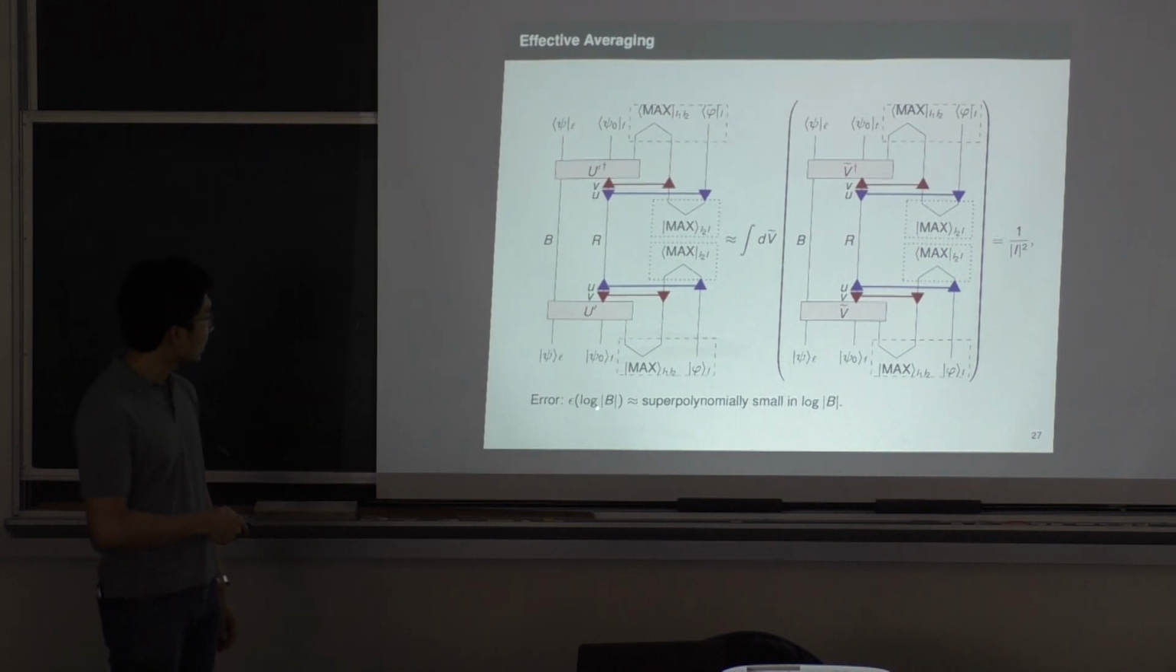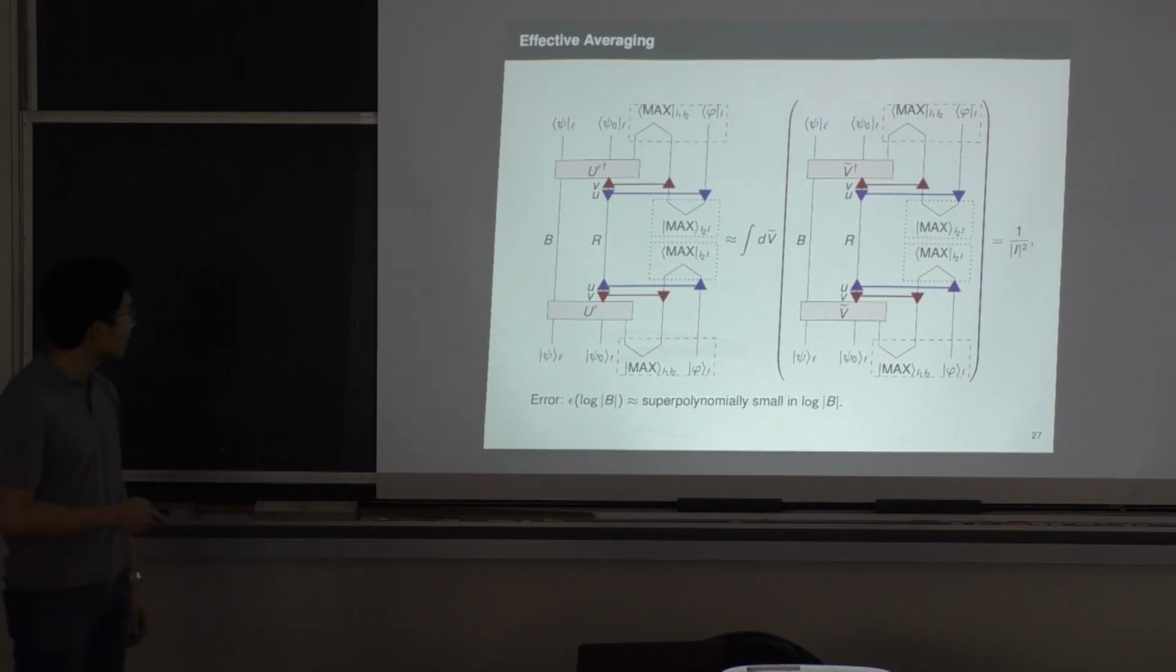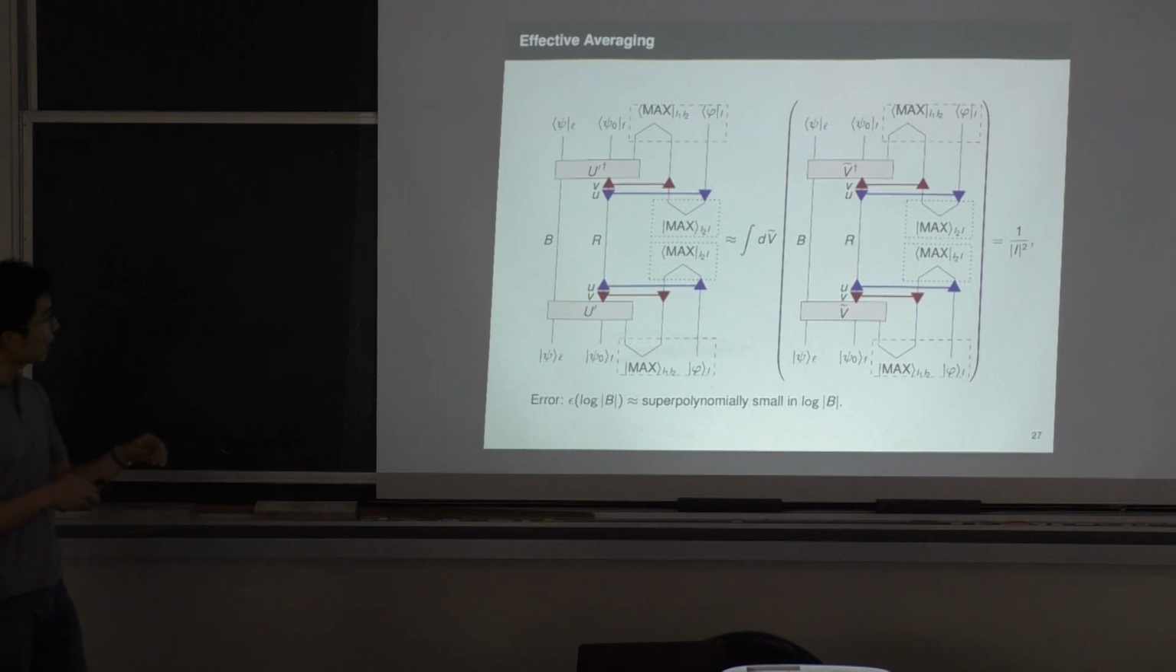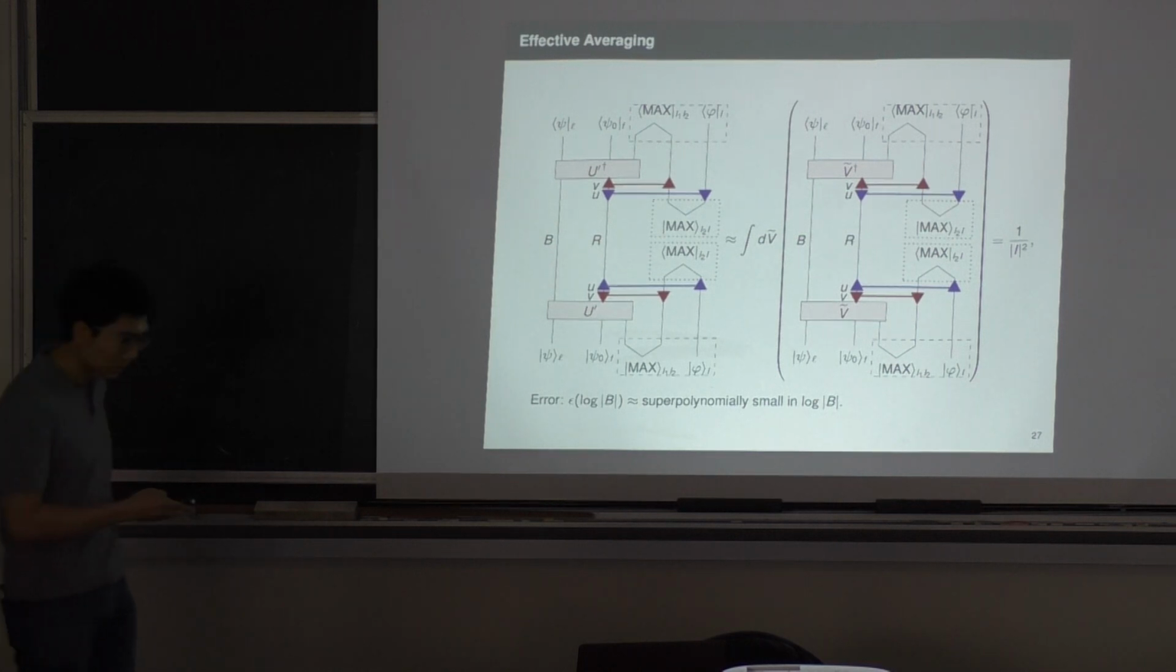The key question is, what is the error? For these pseudo-random unitaries, the error is determined by the part that is being traced out, which in this case is B. We expect this error to be superpolynomially small in the number of qubits in this subsystem B. So that would be the error between the left-hand side and the right-hand side.